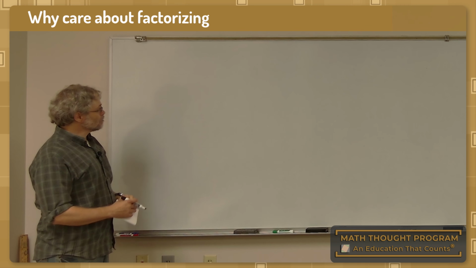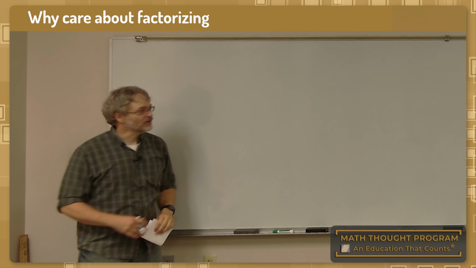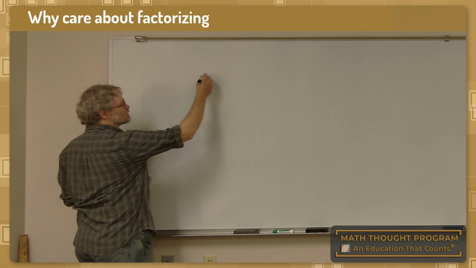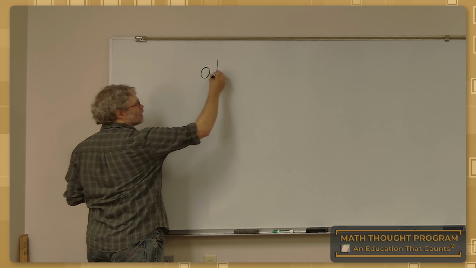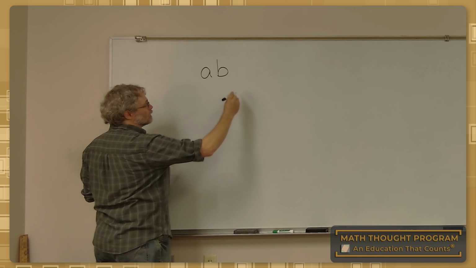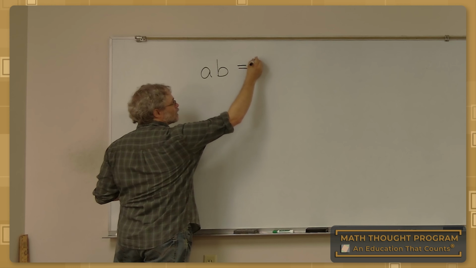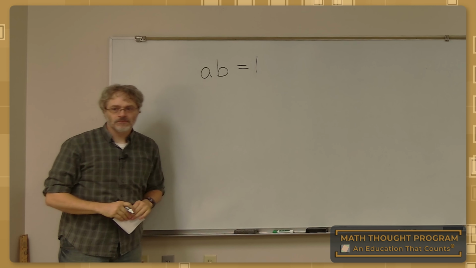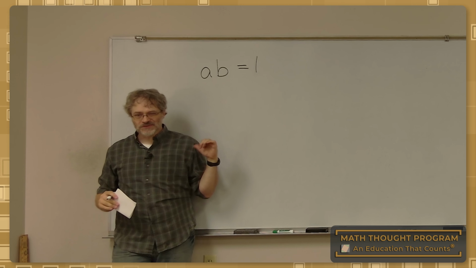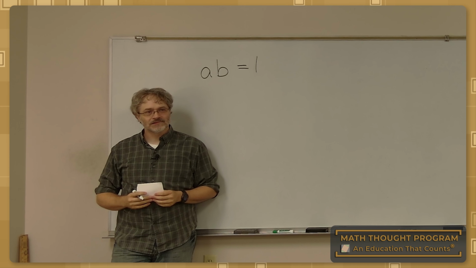Okay, well, let's play a game real fast. And let's say if I have two numbers, a times b, and let's say equals 1. Okay, here's my goal. Here's my objective. I want to see if we can try to figure out the a and see if we can figure out the b.